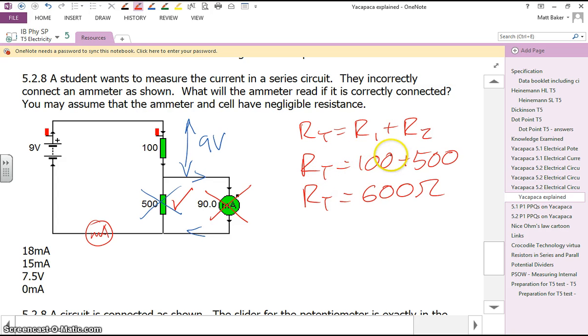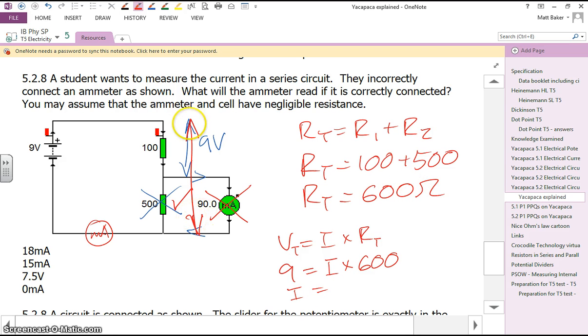And then we know the total voltage is across both of those resistors now, so we can use V equals I times R, where we're using the total voltage and the total resistance to find the current in the series circuit. That's 9 volts divided by 600, and I'm not sure I can work that one out in my head. That gives us 0.015 amps, which is 15 milliamps.